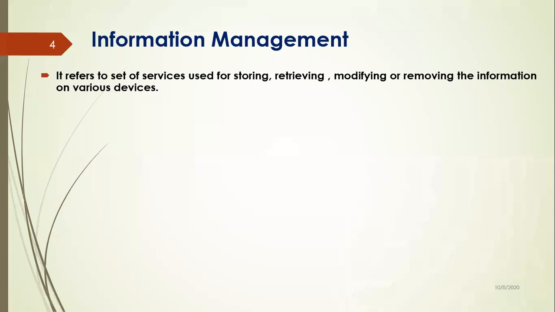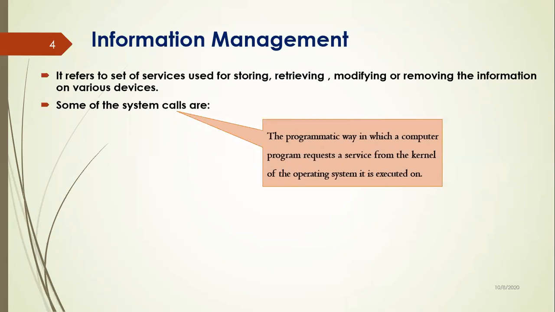So information management is a set of services used for storing, retrieving, modifying, and removing the information on the various devices. See, these are the services that come under the information management. But to accomplish this, we have to perform some operations, and those operations are called system calls. System call means what? It is a programmatic way in which a computer program requests a service from the kernel of the operating system it is to be executed on.